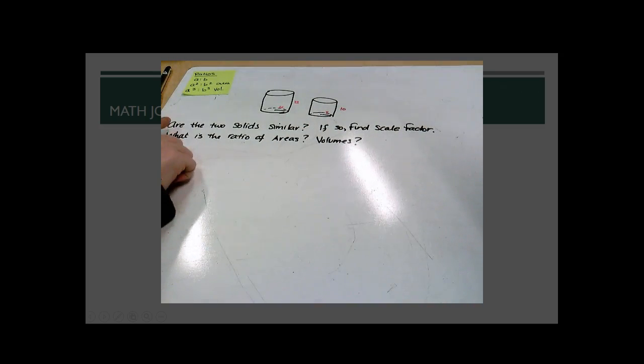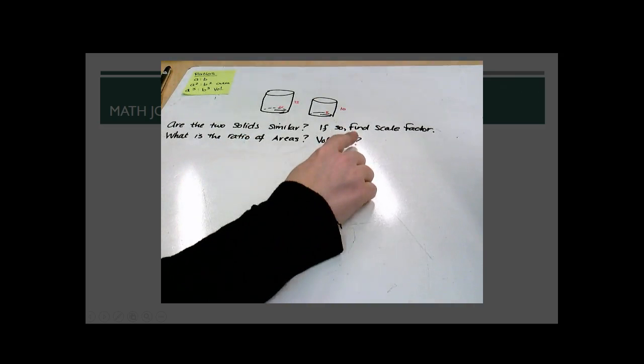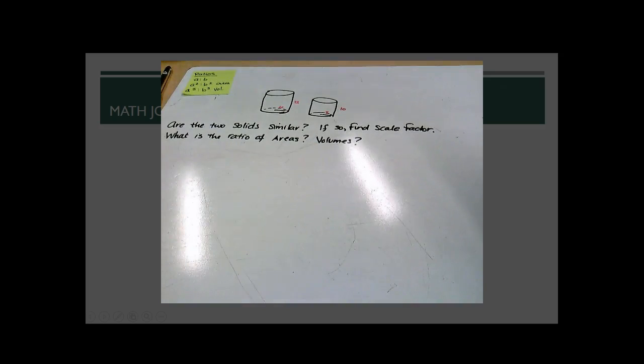So when we're looking at these, our 3 questions so far are: are the 2 solids similar? If so, find the scale factor. And then what's the ratio of the areas and the ratio of the volumes?